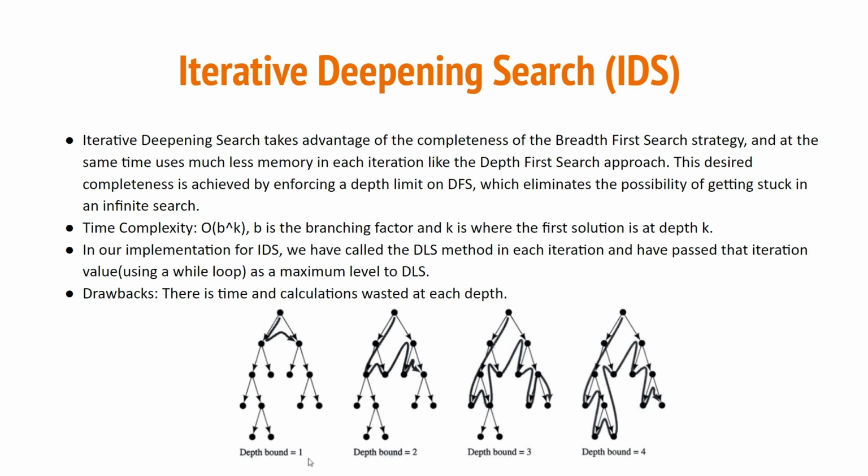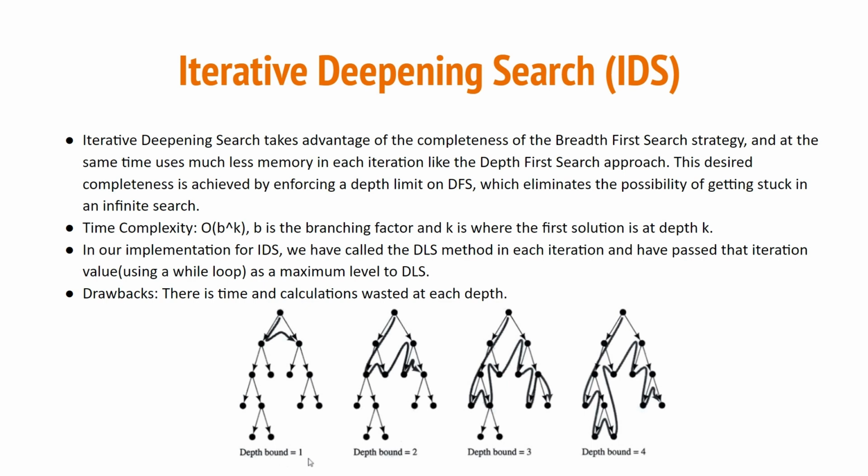So the time complexity used by the iterative deepening search is known to be O of b to the power k, where b is the branching factor, and k is the depth where the solution is found. In case a solution is not found, k is the last depth, or the depth of the tree. In our implementation of IDS, we have repeatedly iterated through the tree using the DLS method, which we created for the previous algorithm. The only known drawback to IDS is that it might have to repeat the computations, and unless it finds the goal node early, there might be some wasted calculations.